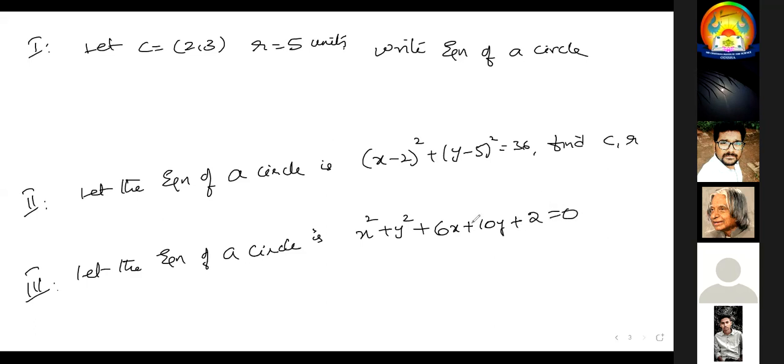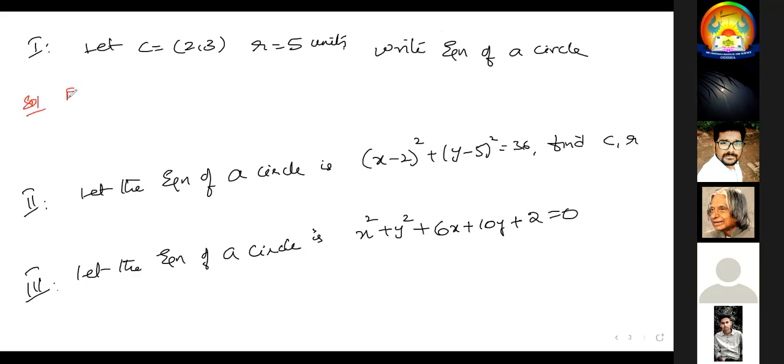See, on the board there are 3 questions. In question number 1, I gave the center and radius, and I am asking the equation of the circle. Now, in the second case, I gave the equation of the circle, and I am asking what is the center and radius. And the third one is also like that only. But the specialty of question 3 is that I gave the equation in general format, the general equation of the circle. So the first one I am doing.